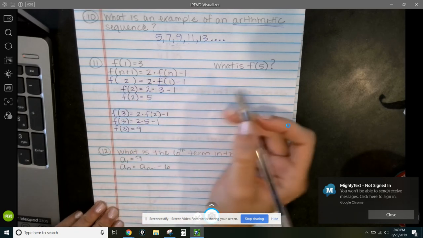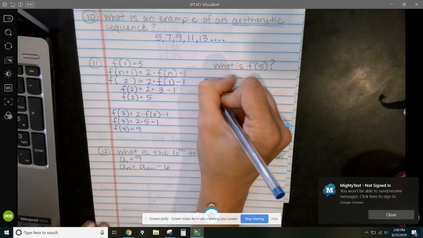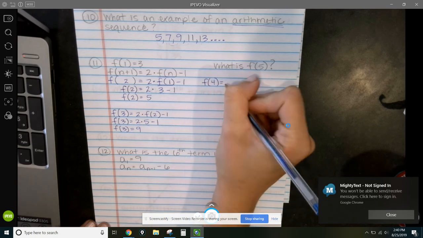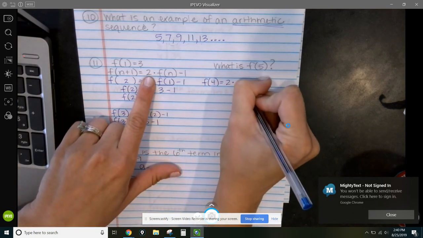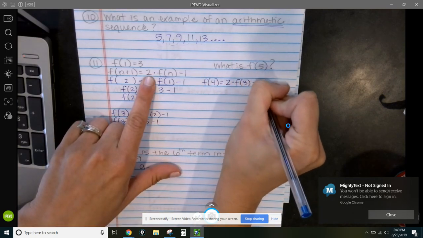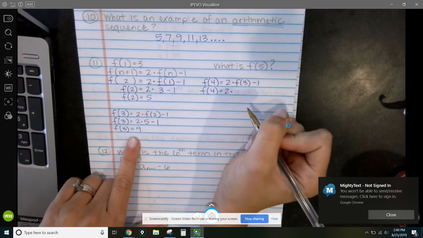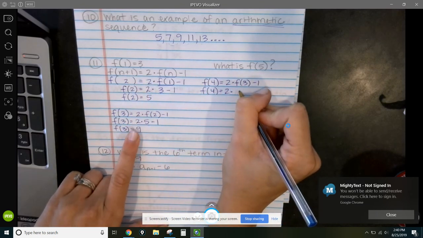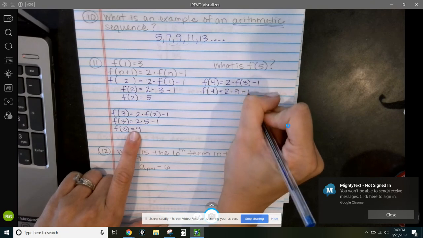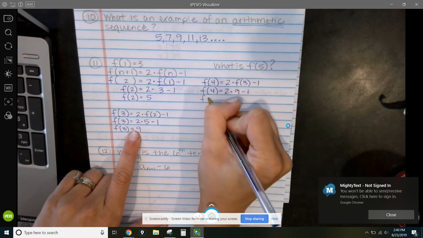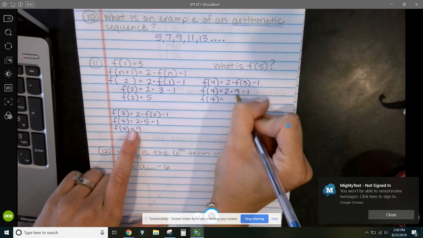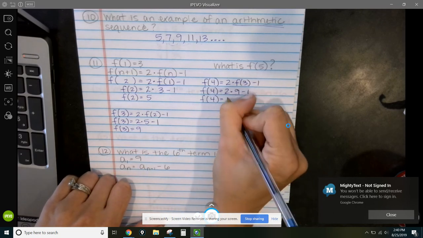So I'm going to use the same formula, and I'm going to figure out f of 4. So I'm going to go 2 times f of 3 minus 1. So I can plug in f of 3, which we know was 9 from this previous problem. So 2 times 9 is 18, minus 1 is 17.